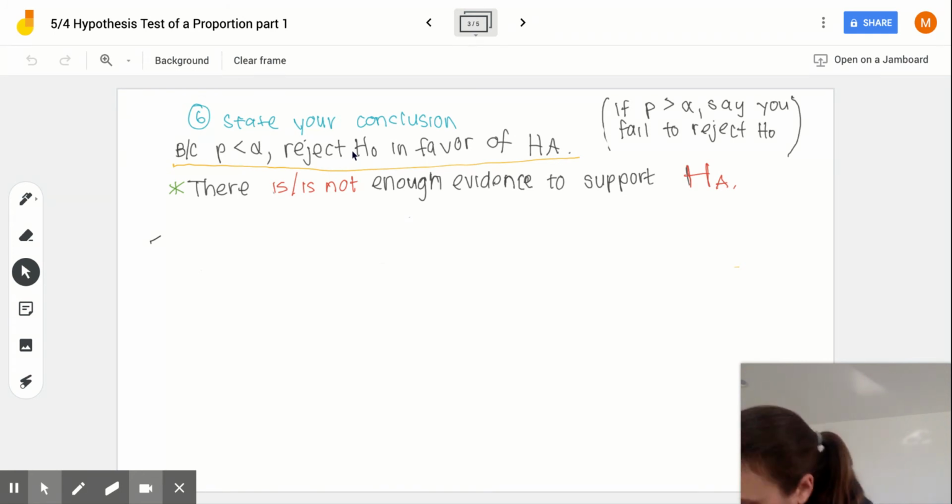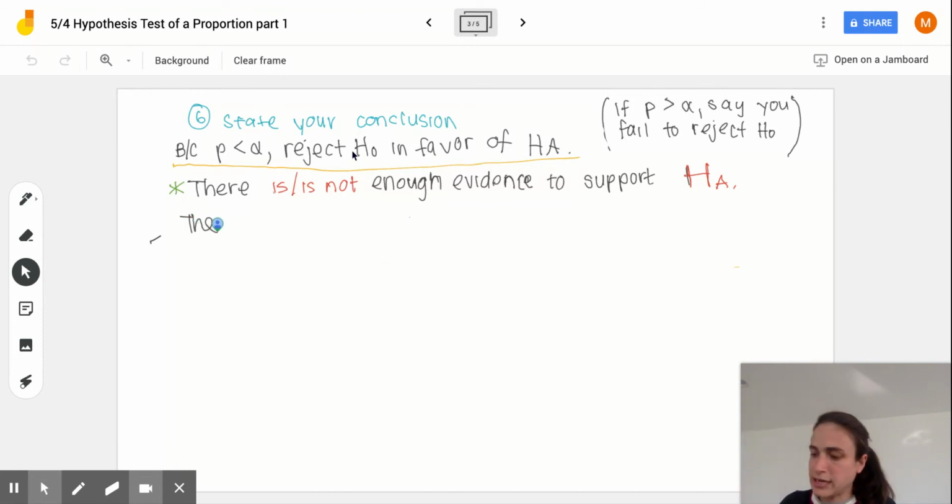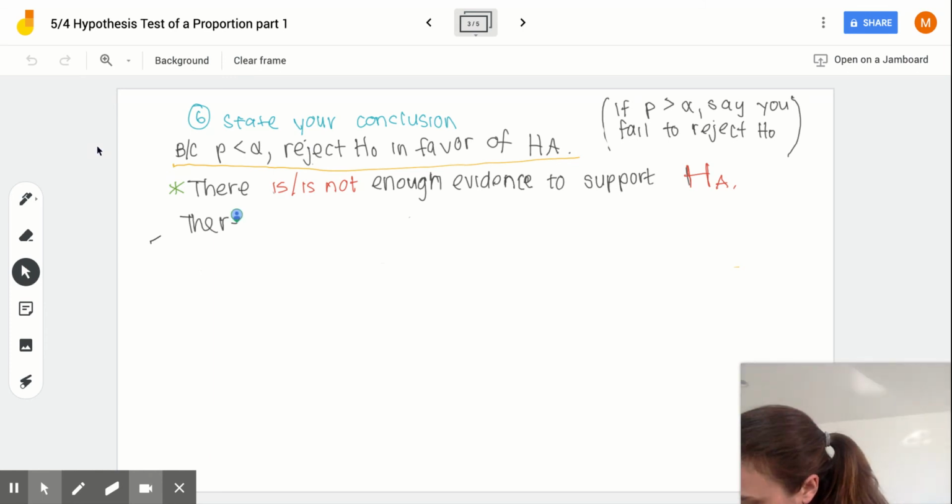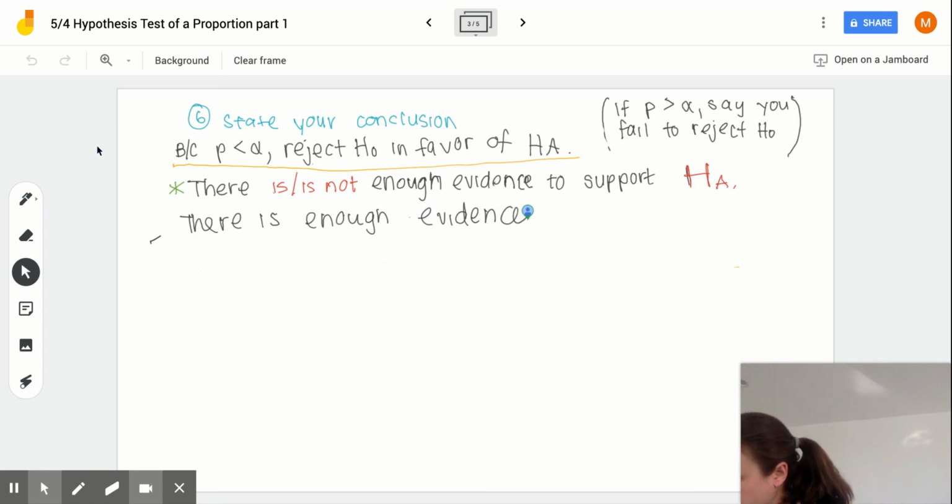So anyway, I'm going to say there is because we rejected H0 right here. Everybody see right there, we rejected H0. So that means there is enough evidence. And you want to either say support or another word you could pick is show. You don't want to say prove. That's too strong of a word because you can't 100% prove whether a person's innocent or guilty. We don't know for sure. So prove is too strong a word, but I'll say support.